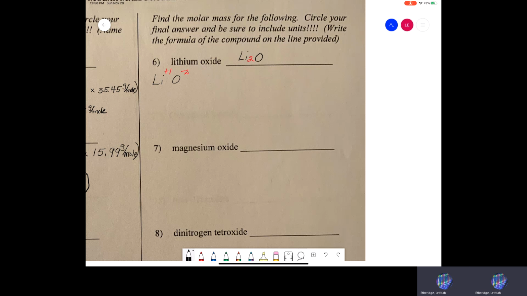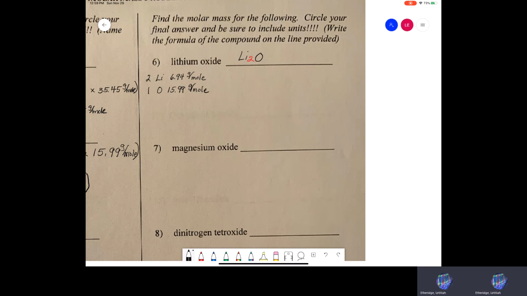Okay, hopefully that was just a quick review for you. Now, the bigger question is, what is this molar mass? So let's figure it out. We know that we have 2 lithiums and 1 oxygen. If you take a look at your periodic table, the molar mass of lithium is 6.94 grams per mole. If you take a look at oxygen, it is 15.99 grams per mole.